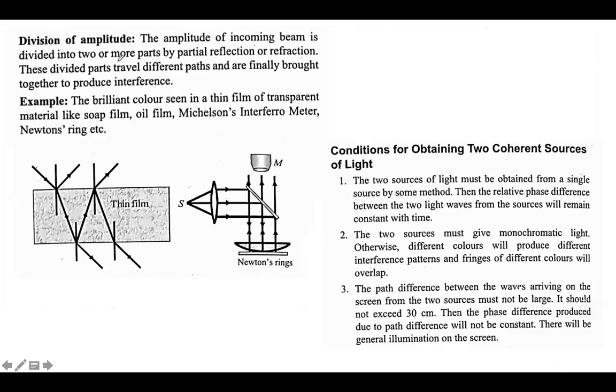Now division of amplitude. The amplitude of the incoming beam is divided into two or more parts by partial reflection or refraction. These divided parts travel different paths and are finally brought together and produce interference. Examples: the brilliant colors seen in a thin film of transparent material like soap film, oil film, and Michelson's interferometer, Newton's rings, etc.